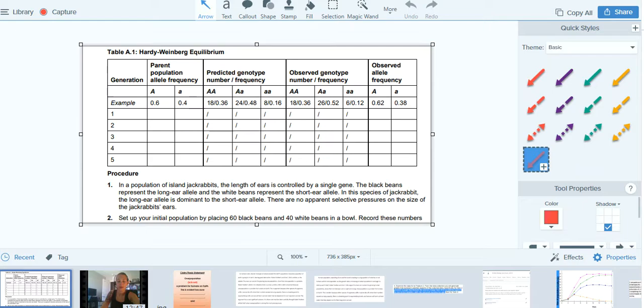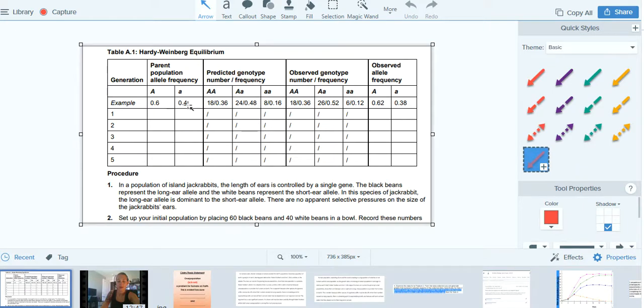Now it says in the directions, set up your initial population by placing 60 black beans and 40 white beans in a bowl. Holy moly, I don't have 60 and 40, but I do have 6 and 10, and percentage-wise, that's the same, which is what we're dealing with. So I took 6 of the black ones and 4 of the pink ones to model the same type of population, and they already recorded them for you in the data table here.